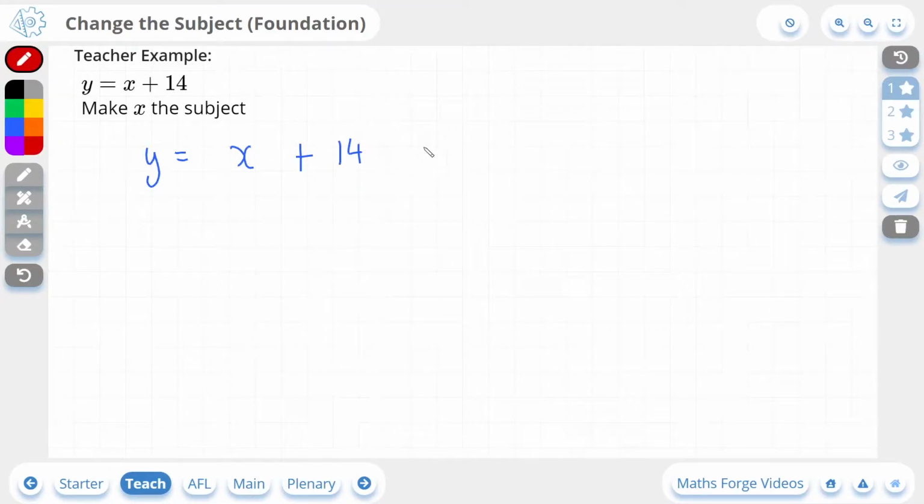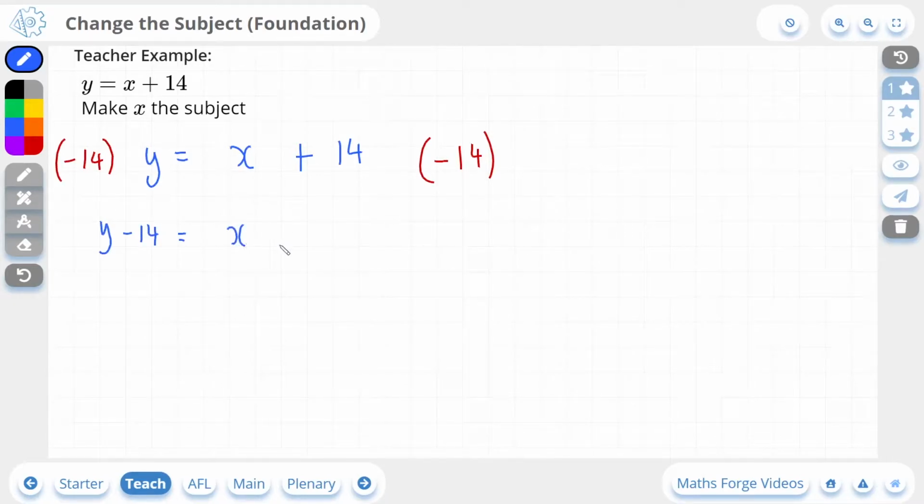So if I apply a minus 14 to this side of the equation, the plus 14 and the minus 14 will cancel out, leaving us just with an x. However, in order to apply this minus 14 to one side of the equation, you have to do it to the other side as well to keep things balanced. And if we do that, we end up with the following. y minus 14 is equal to x.